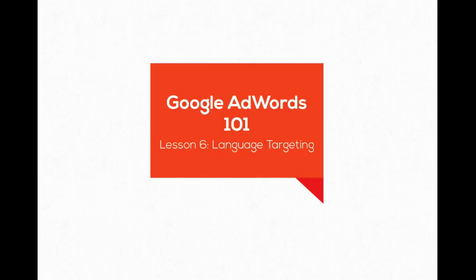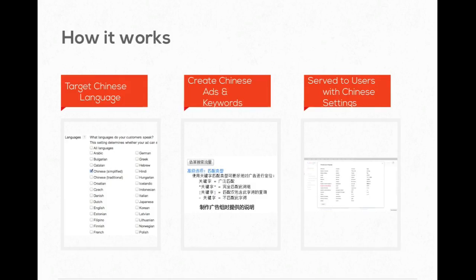Now, language targeting is an often misunderstood and misused targeting option within Google AdWords. The way language targeting works is you select a language that you want to serve ads to, then you create ads in that language and add keywords in that language, because Google AdWords and Google in general does not translate your ads. Then you serve ads to users with those settings, so people in their browser or in their Google account that have that language selected as their default language.